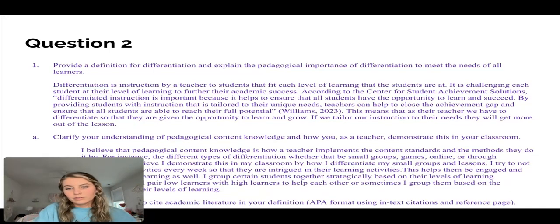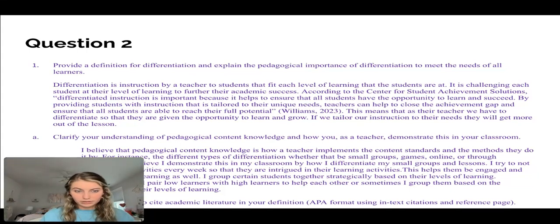And according to the Center for Student Achievement Solutions, differentiated instruction is important because it helps to ensure that all students have opportunity to learn and succeed. By providing students with instruction that is tailored to their unique needs, teachers can help to close the achievement gap and ensure that all students are able to reach their full potential. So this means that as their teacher, we have to differentiate so that they're given the opportunity to learn and to grow. If we tailor our instruction to their needs, they will get more out of the lesson.